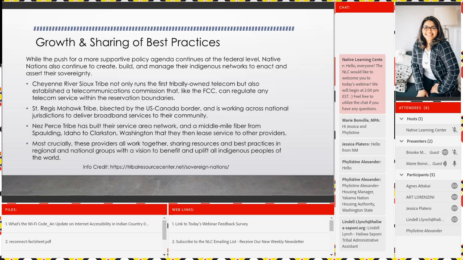And then the St. Regis Mohawk Tribe, which bisects the U.S.-Canada border. I can only imagine what that looked like, and they are working across national jurisdictions to deliver broadband services to their communities. That is huge. The Nez Perce Tribe has built their service area network and middle mile fiber from Spalding, Idaho to Clarkston, Washington. So that's a huge service area where they can then lease service to other providers, right? So that's the economic arm I've been talking about. And most crucially, these providers all work together, sharing resources and best practices, both with their regional groups and also the national groups, with a vision to benefit and uplift all Indigenous people.